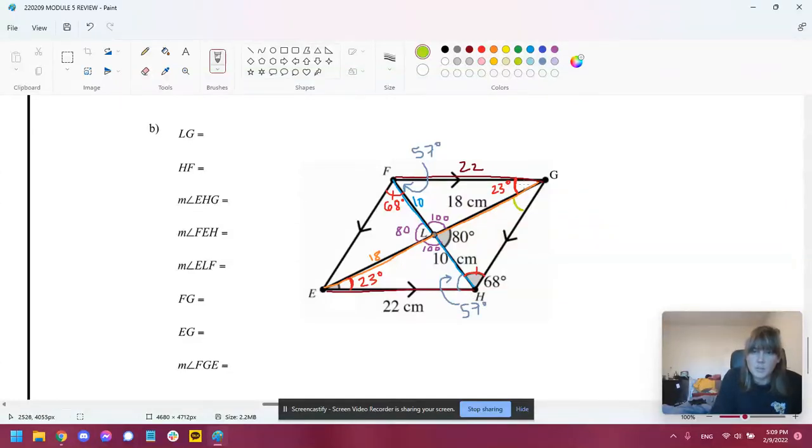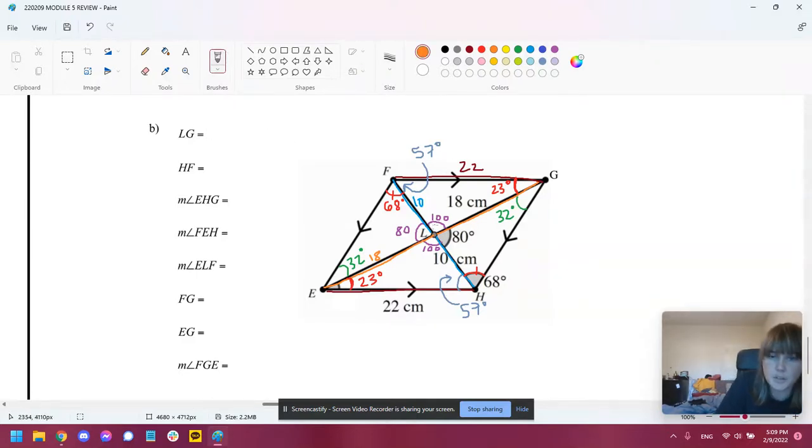And then this one, similarly, this entire triangle has to add up to 180. We already got 80 and 68. So this one is going to be 32. And we add those together and subtract them from 180. Okay, enough prep work. Let's find the actual lines.